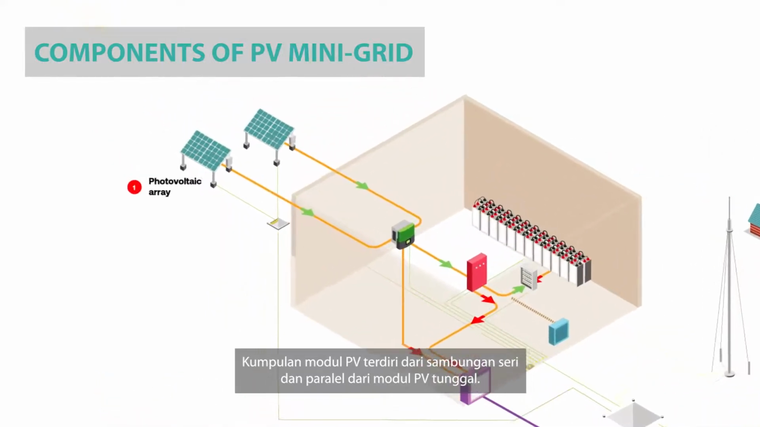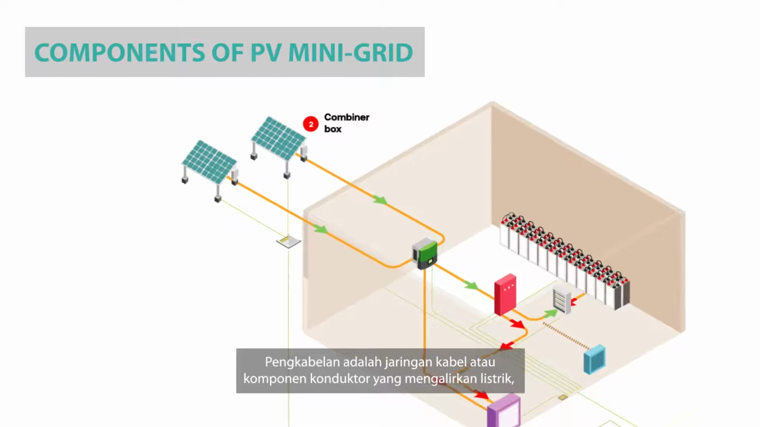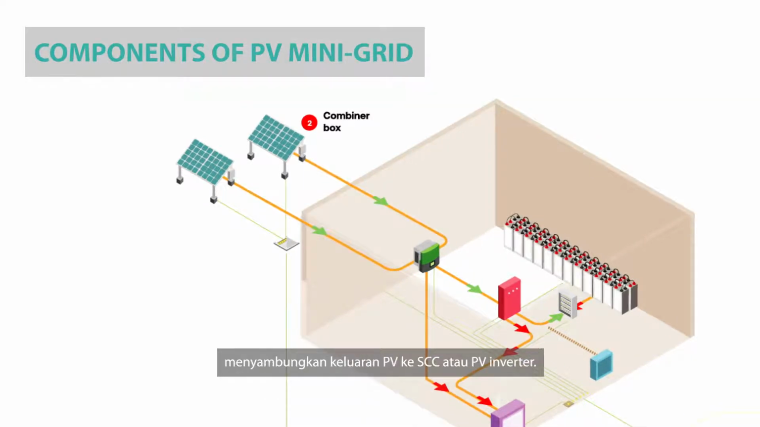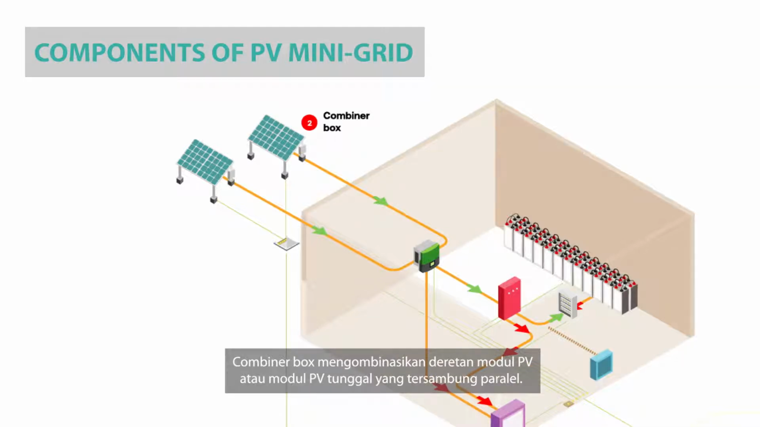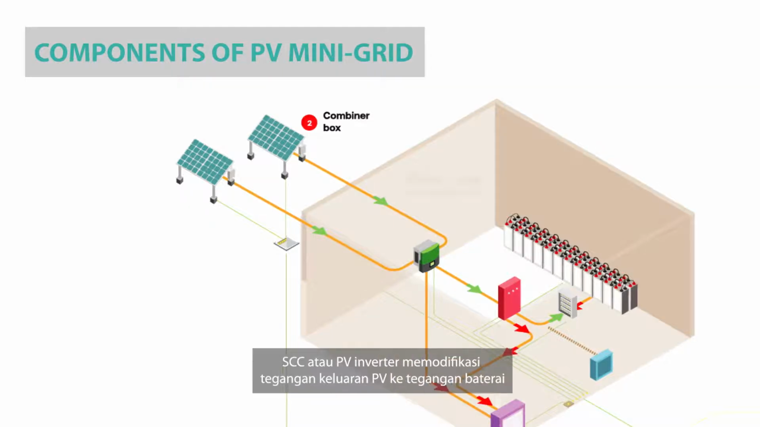A PV module array consists of series and parallel connections of individual PV modules. This array converts solar radiation to electricity. Wiring is the electrical installation of current-carrying conductors or cables connecting the PV output to the SCC or PV inverter. A combiner box combines PV strings or individual PV modules in parallel. It is equipped with protection devices.